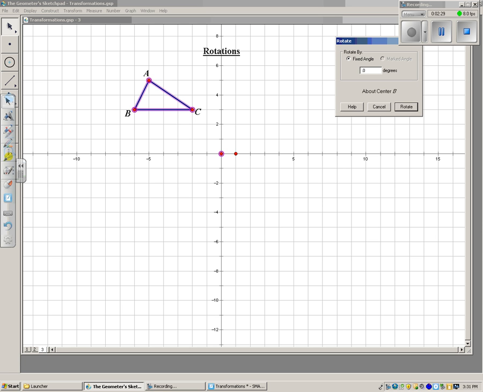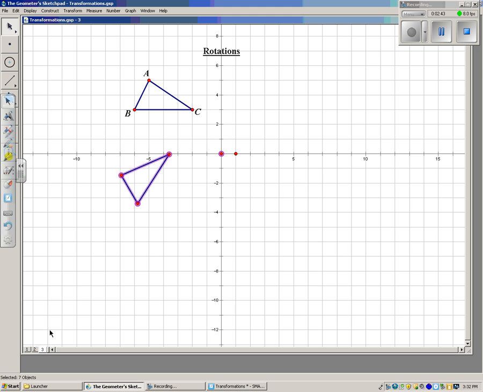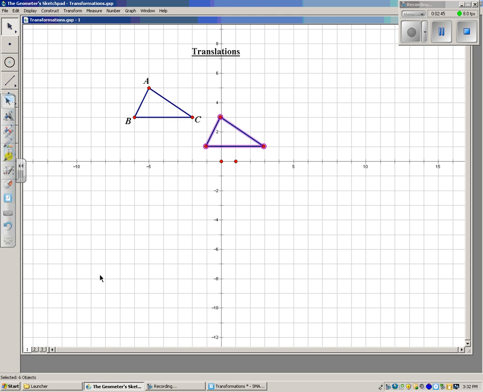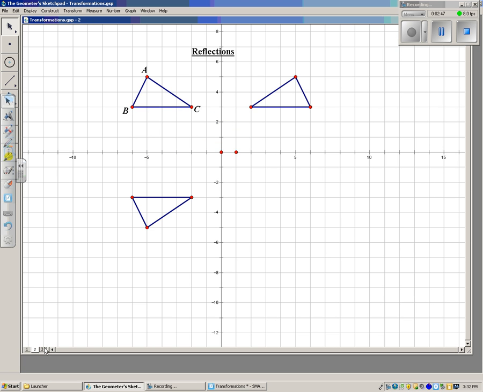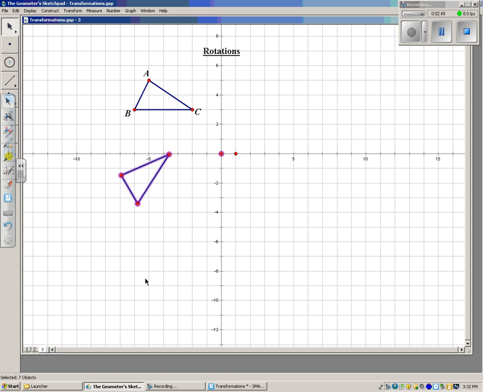And those are the most common rotations. You don't have to rotate by a multiple of 90, but I'd say the multiples of 90 are the most common ones. But if you wanted to, you could rotate by whatever you want, 57 degrees, and you'd end up here. Okay? I also want you to appreciate that whether we were translating, reflecting, or rotating, we got a congruent figure each time.